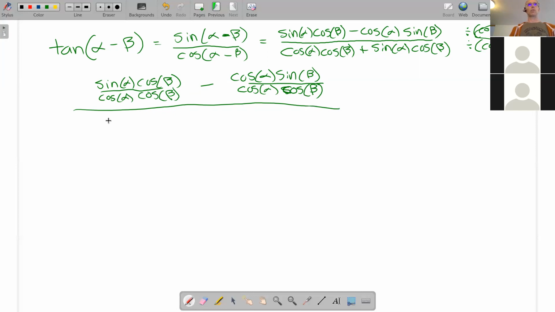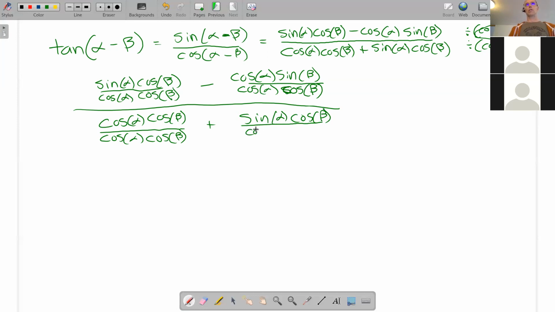Do the same thing to the bottom. In the bottom, we had cosine alpha, cosine beta, and I'm dividing that by cosine alpha, cosine beta, plus I had sine alpha, cosine beta, divided by that same thing, cosine alpha, cosine beta. So what just happened here? I took my original expression and divided every piece by cosine alpha, cosine beta. Some interesting things happen once I do that.